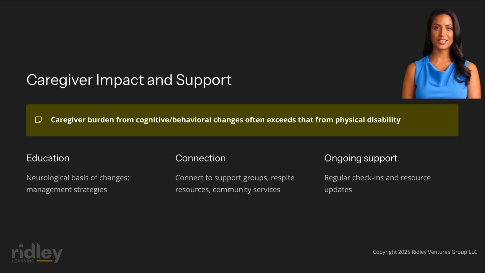Connection to support groups and community resources provides ongoing peer support and access to assistance that reduces caregiver isolation and burden. With this understanding of cognitive, psychological, and communication factors in stroke rehabilitation, let us now address the implementation barriers and health equity challenges that limit our ability to translate evidence into practice for all patients.